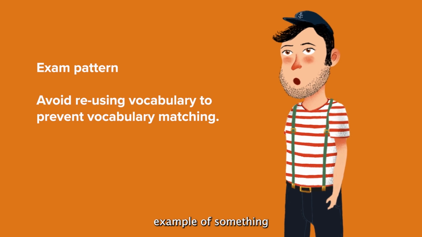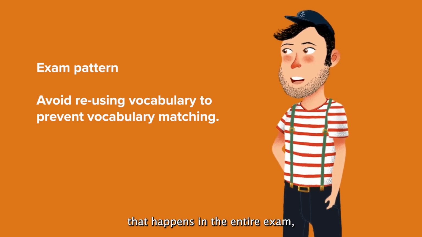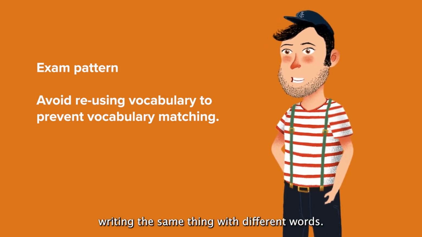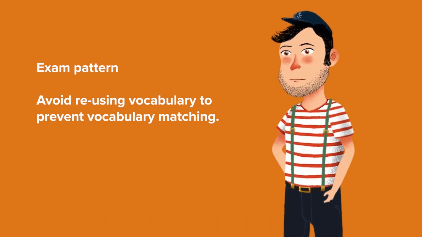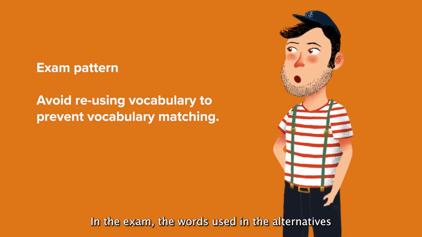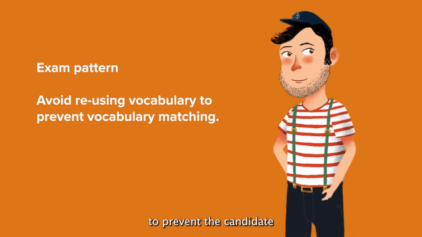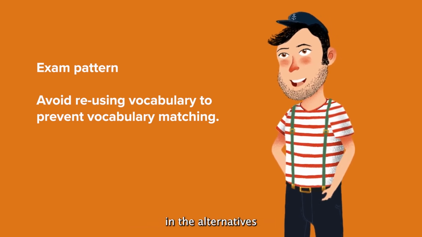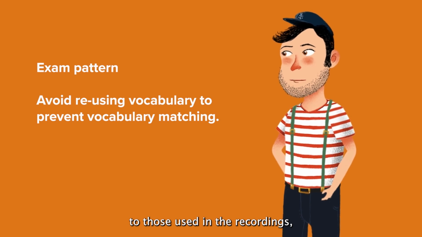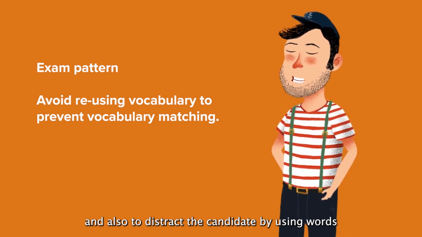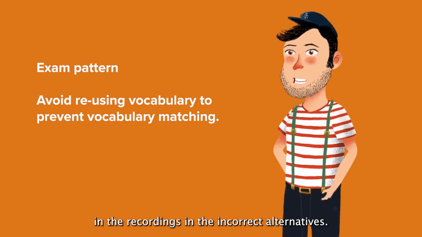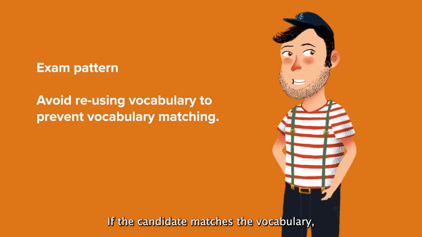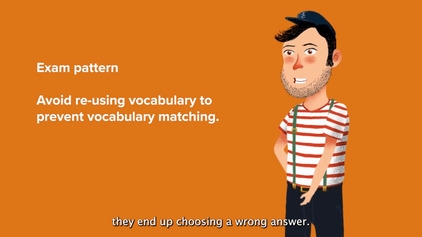Here we have an example of something that happens in the entire exam, and we already talked about it in the writing block. Writing the same thing with different words. In the exam, the words used in the alternatives are chosen on purpose to prevent the candidate from finding the correct answer by comparing the words in the alternatives to those used in the recordings, and also to distract the candidate by using words and expressions that appear in the recordings in the incorrect alternatives. If the candidate matches the vocabulary, they end up choosing a wrong answer.